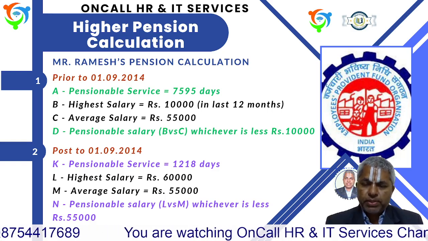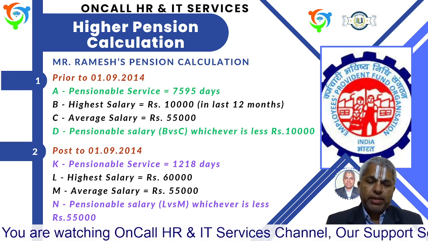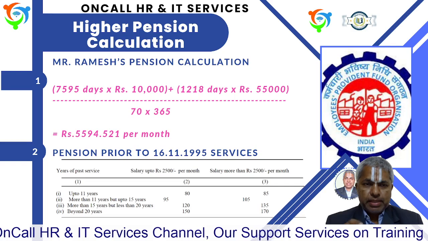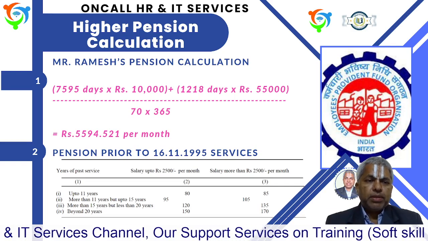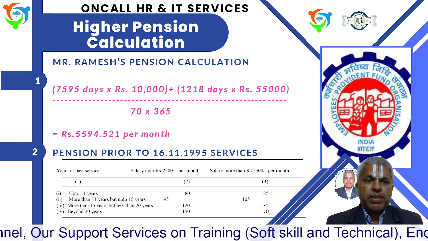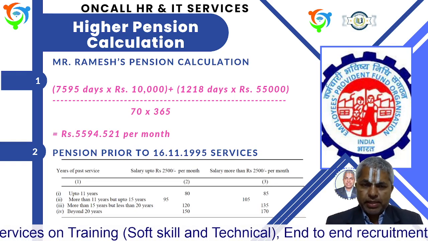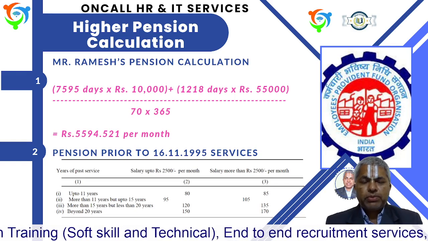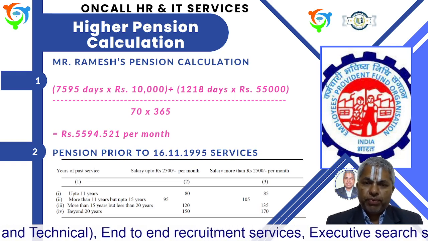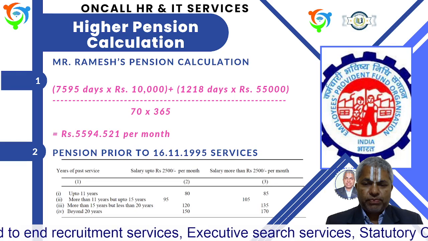Now pensionable service is ready, pensionable salary, that also we have. Now we can calculate the pension. How much pension you will get? That is pensionable salary into pensionable service. So prior 1/9/2014, pensionable days of service, how many days? 7,595 days into pensionable salary, that was 10,000. Then post 1/9/2014, 1,218 days into pensionable salary, that is 55,000, divided by 70 is the factor into 365.